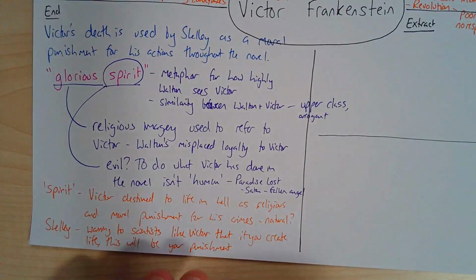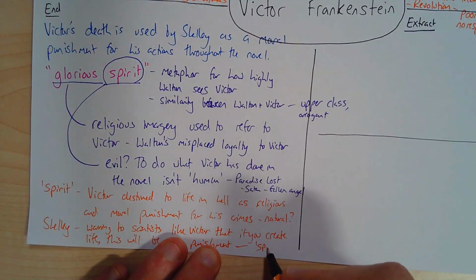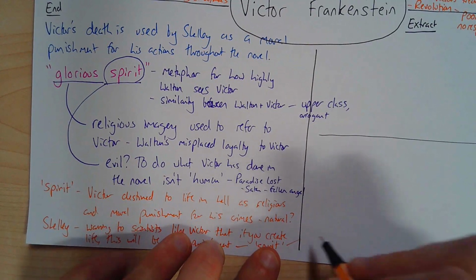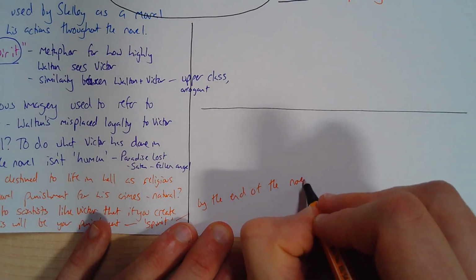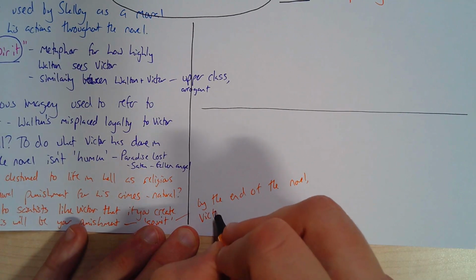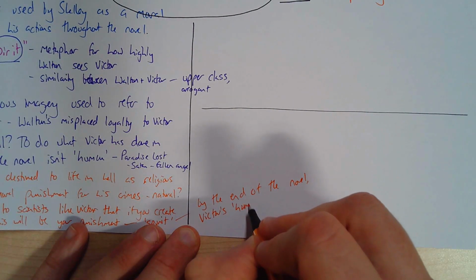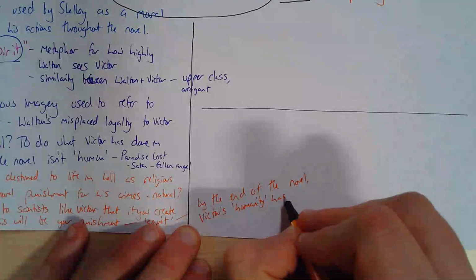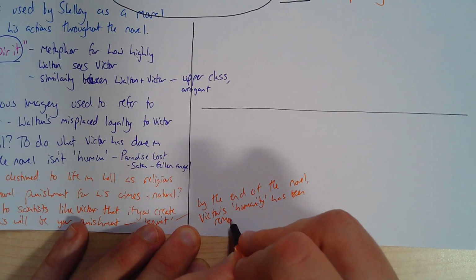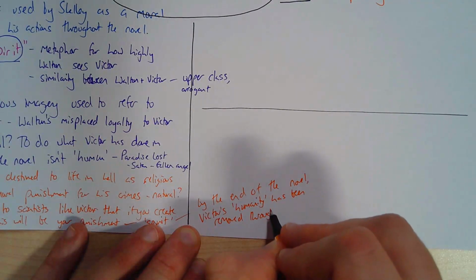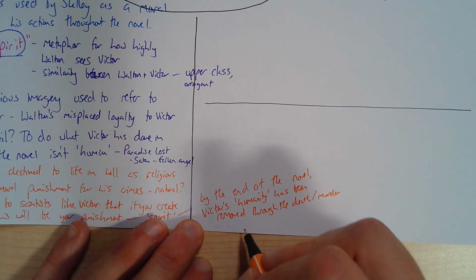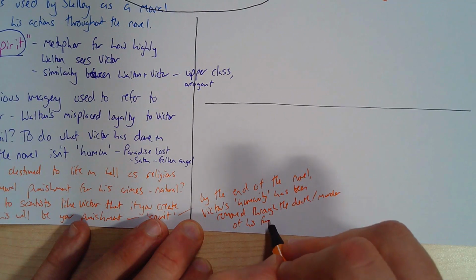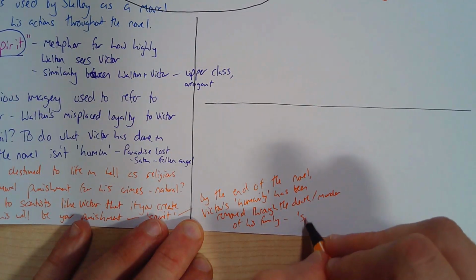And if we think about this word spirit, this idea potentially by the end of the novel, Victor, humanity has been removed through the death of his family. Death or murder, in some cases, of his family. So just spirit remains.